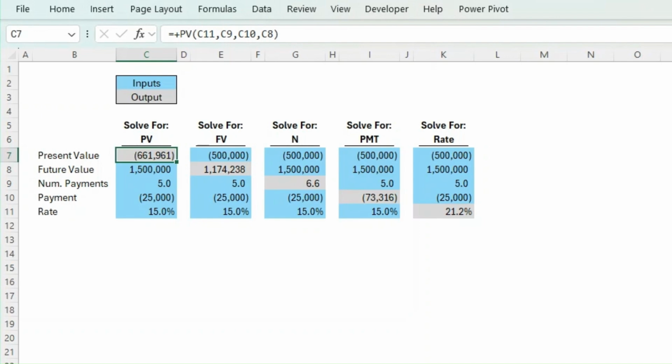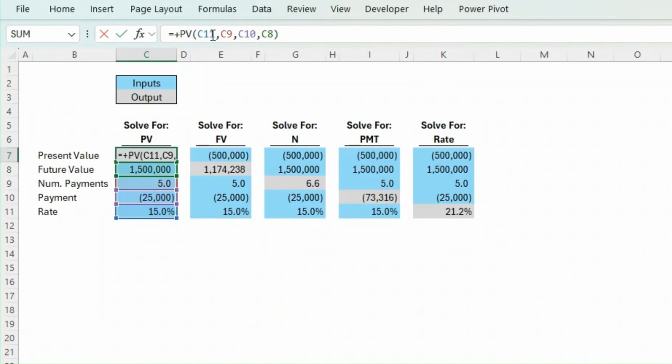Let's begin by quickly defining the cells. The blue cells will be inputs and the gray cells will be calculations. In each of these columns, we will be solving for a different variable. Let's start with the PV or present value. All right, in this case, we just have our PV calculation here.